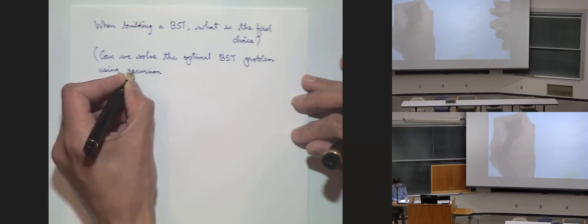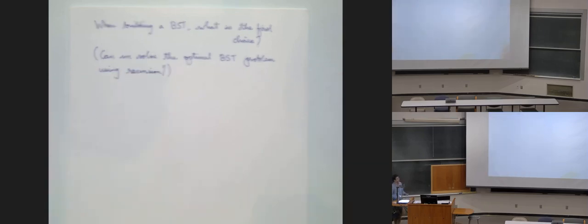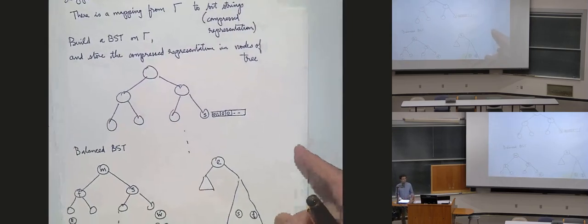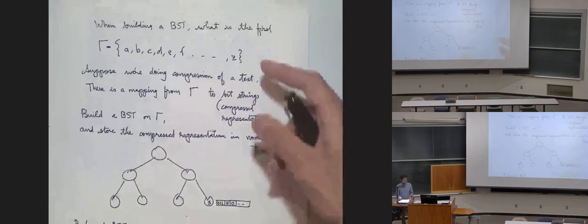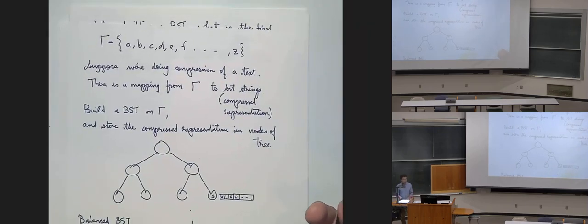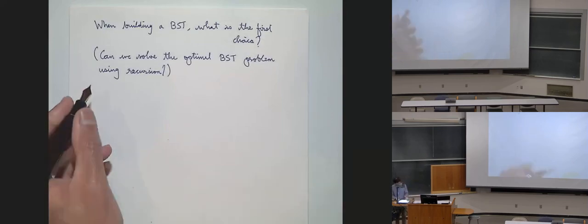recursion? And if you think about it, trees are naturally recursive objects. So if you're building a binary search tree, what is the first thing that you need to do? You have to pick a root, right? And how many choices for the root do you have? You have 26 choices for the root. Okay. So the first choice is pick a root.